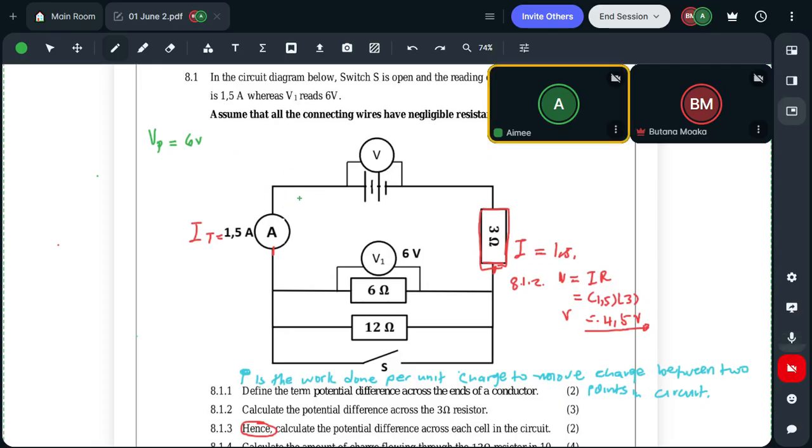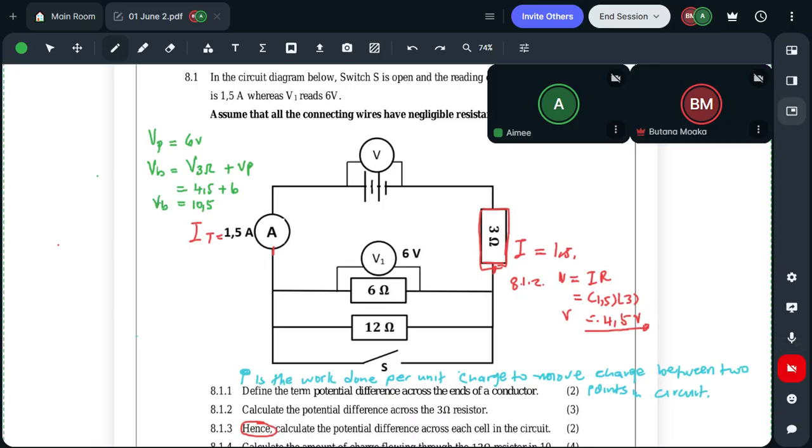Yes. Right. Then if the V parallel is 6, what will be the V total, the voltage of the battery? For the voltage of the battery, we're going to take the voltage that will be read by that 3 ohm, and then we add the V parallel. That will be the total voltage. So we take the 4.5, we add that to the 6. Therefore, the answer that you get, which is 10.5, this is the V of the battery.